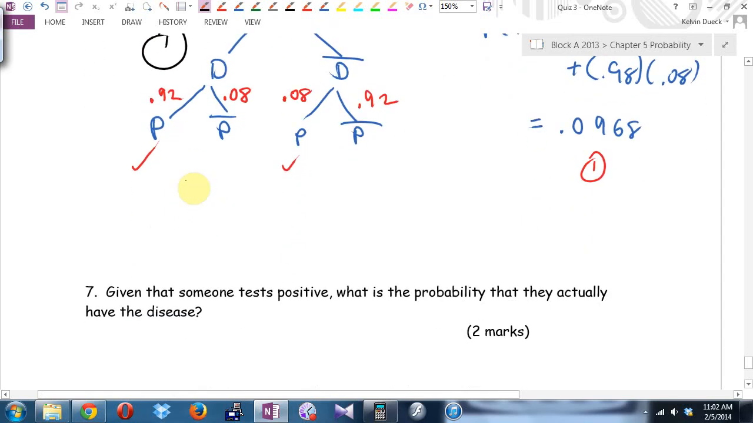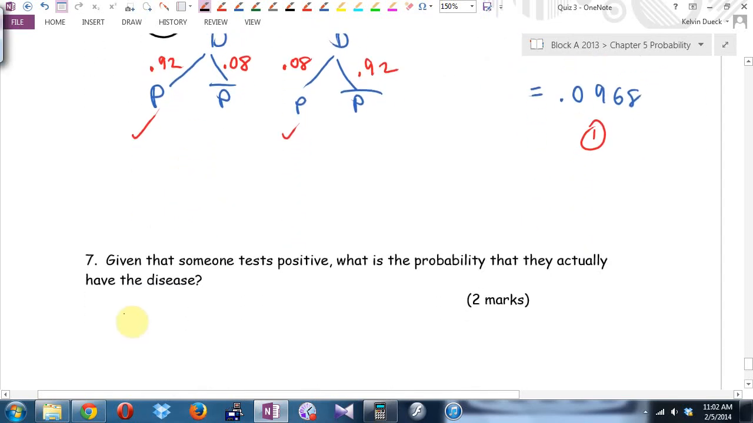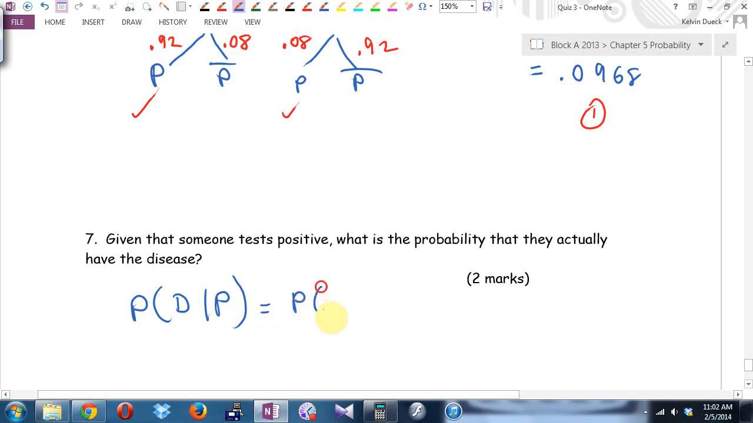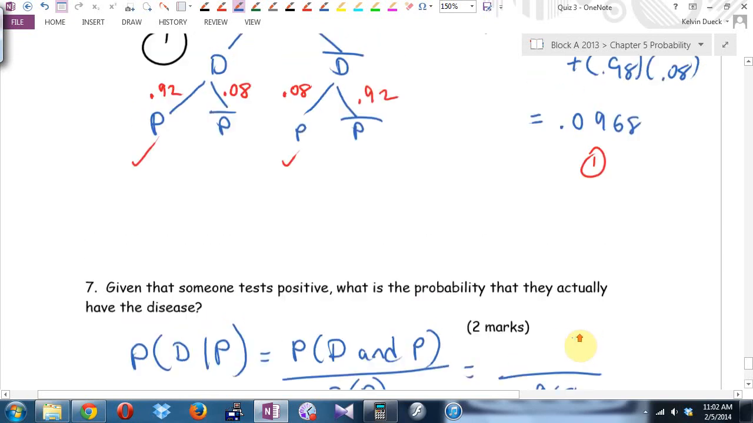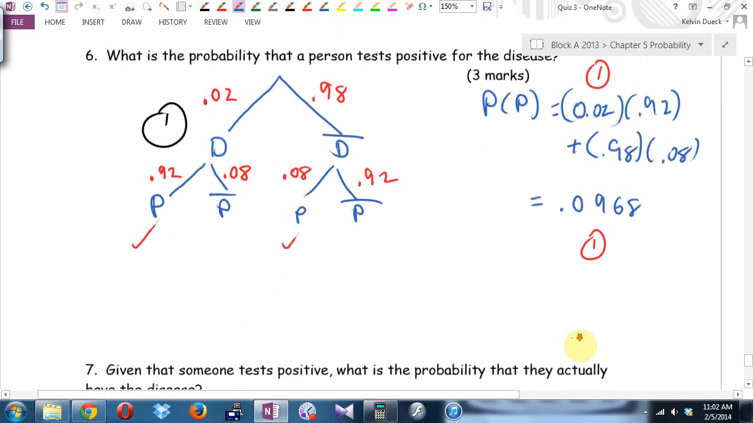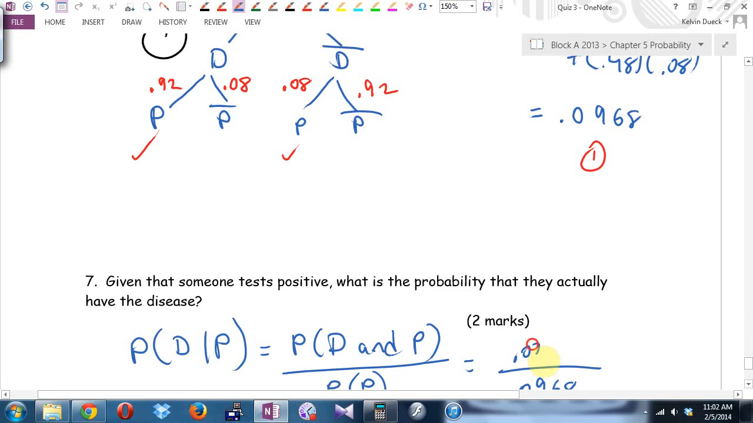Number 7. Given that you test positive, what's the probability you have the disease? Which is... And thankfully, I just did P. It's 0.0968. D and P, D 0.02 and 0.92.